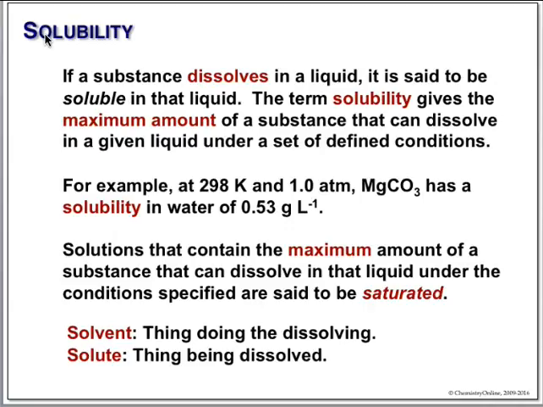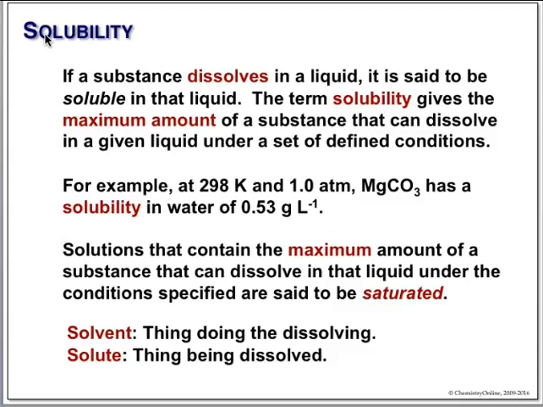All right, let's just do some nomenclature so we know what we're talking about here. Something dissolves, it's soluble in the liquid. Solubility is really a simple ratio. For example, at 25 degrees centigrade, 1 atmosphere, magnesium carbonate has a solubility of 0.53 grams per liter. That means we can put roughly half a gram of magnesium carbonate in 1 liter. That's its solubility. When we have a maximum amount in there, so let's say we had our liter, and we have managed to dissolve 0.53 grams, we would say that solution is saturated.